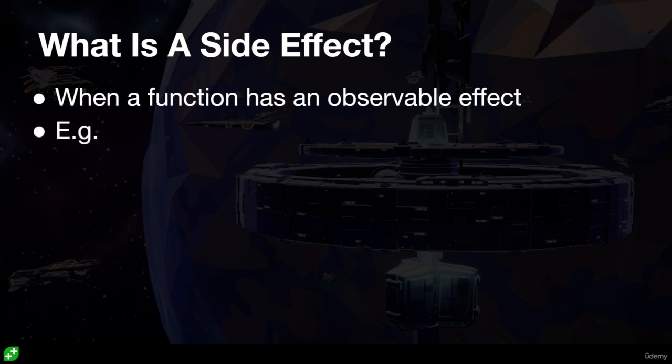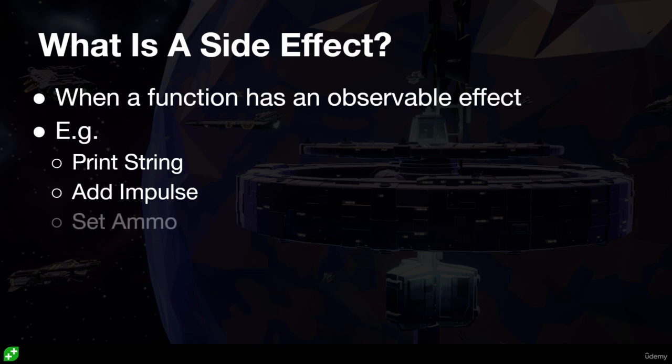Let's have a look at some examples of functions with side effects so that you can understand. Print string. After you have run print string, it is quite clear that something has happened because there is now a string on your screen. Add impulse. That clearly has an observable effect because suddenly the thing that you've added impulse to goes flying off into the distance. Set ammo has an observable effect because after you've set ammo, the value in that variable has changed. Now, at this point, you might be wondering, well, surely every function has an observable effect. Otherwise, what is the point of it?